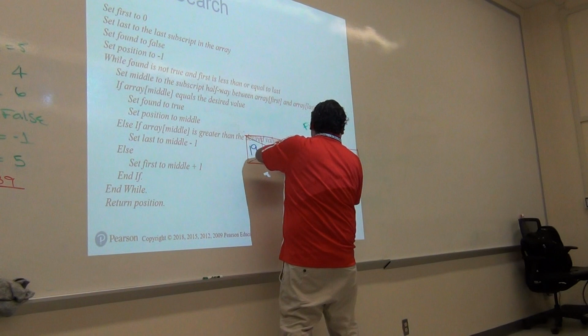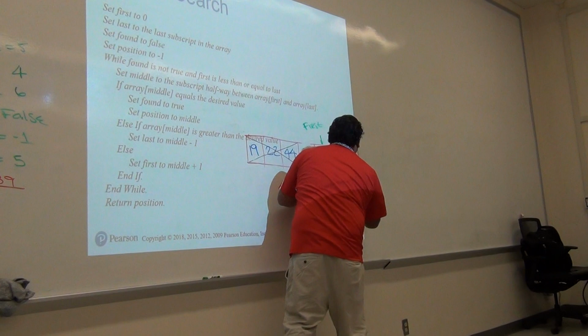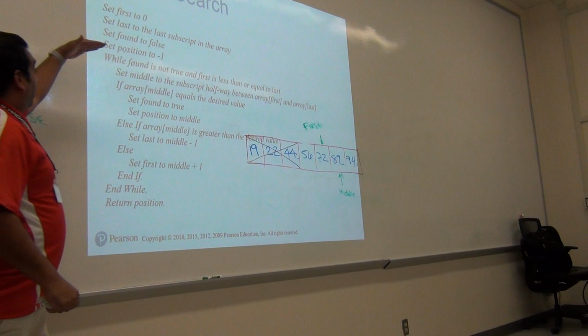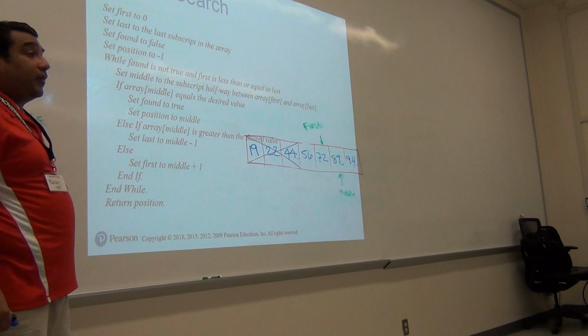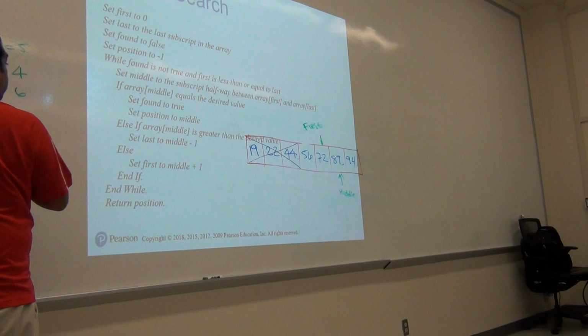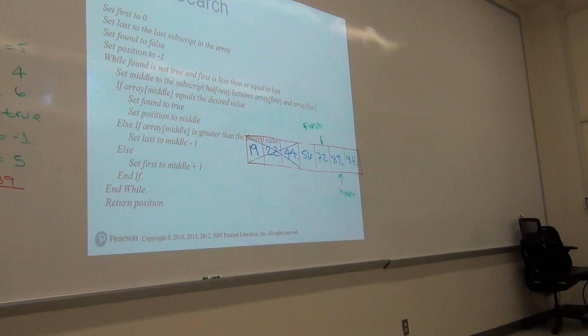0, 1, 2, 3, 4. Bam. Middle. Okay. Now this is better. Now we're back on the right track. So awesome. Found the new middle. Does the value at that index equal our desired value? Cool. So we found it. Set found to true. And then we want position. Write that down here. Position is our middle, and then we'll return position.